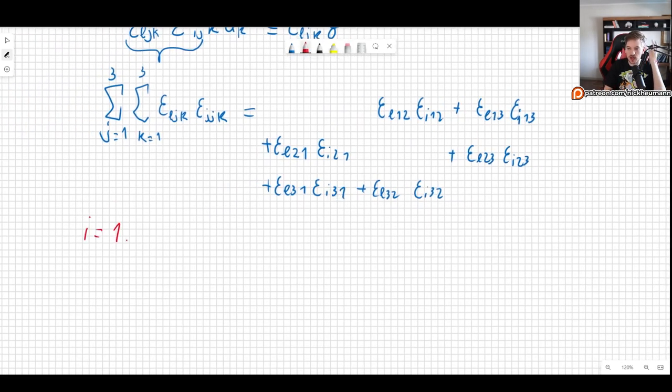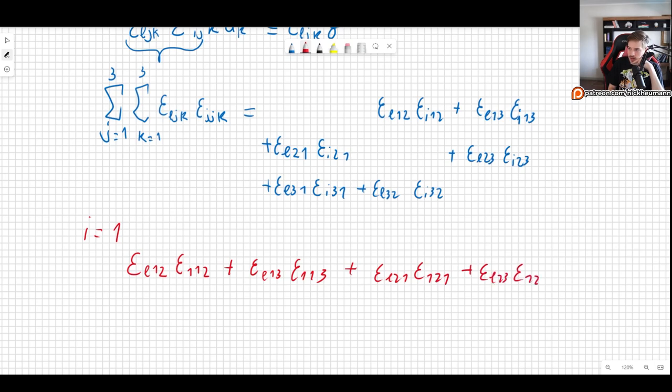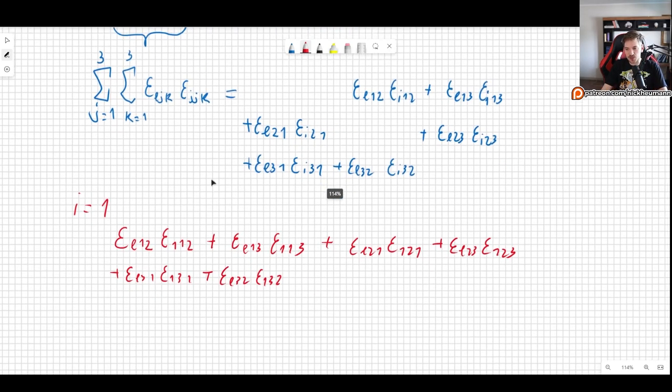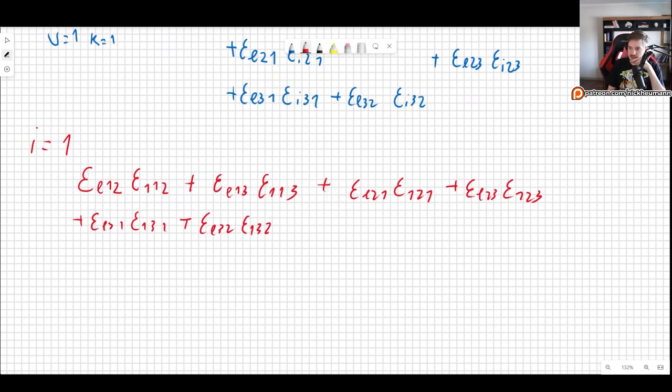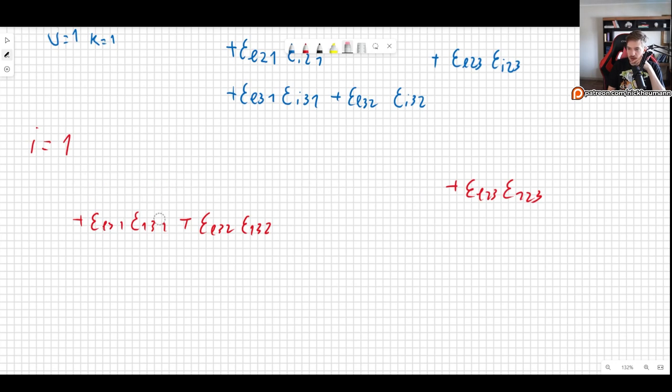So what happens if i is equal to 1, for example? If i is equal to 1, we get epsilon L 1, 2, epsilon 1, 1, 2, plus epsilon L 1, 3, epsilon 1, 1, 3, plus epsilon L 2, 1, epsilon 1, 2, 1, plus epsilon L 2, 3, epsilon 1, 2, 3, plus epsilon L 3, 1, epsilon 1, 3, 1, plus epsilon L 3, 2, epsilon 1, 3, 2. So this thing will reduce. This is 0 again because we have a repeated index. Then we have 1, 2, 1, repeated index. Goodbye. This also has a repeated index. Goodbye. 1, 3, 1, repeated index. Goodbye.